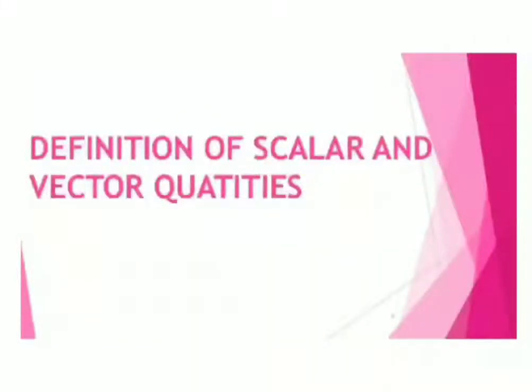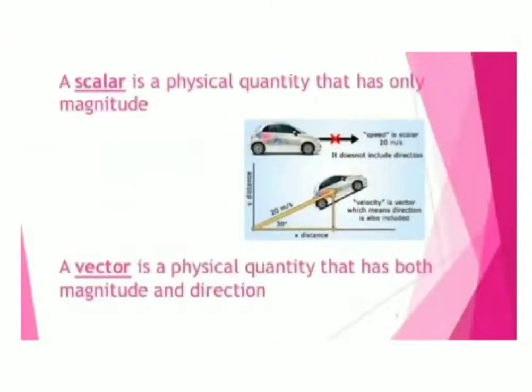And in this video we're going to understand the meaning of these two terms and, most importantly, the difference between them. So let's start. First we have scalar quantity, and scalar is defined as a physical quantity that has only magnitude.